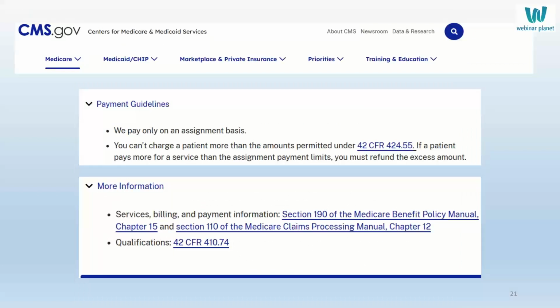For payment guidelines, it is only on an assignment basis for PAs and most of the non-physician practitioners, and you can't charge a patient more than the amount permitted under the fee schedule. We have references to our Medicare Benefit Policy Manual and our Medicare Claims Processing Manual for information.